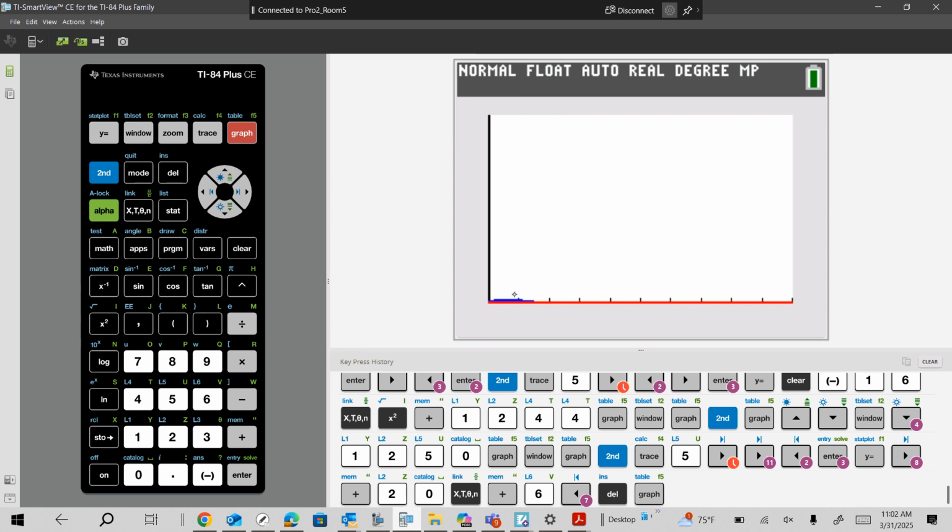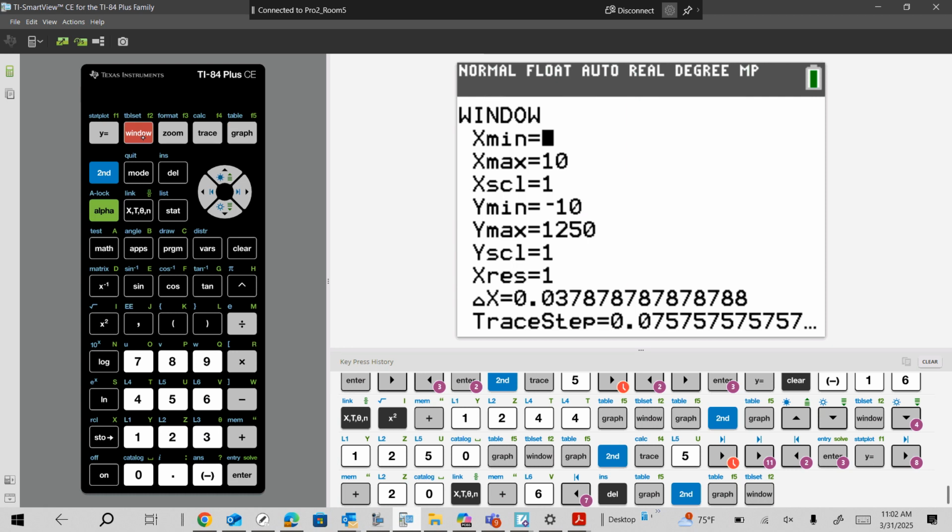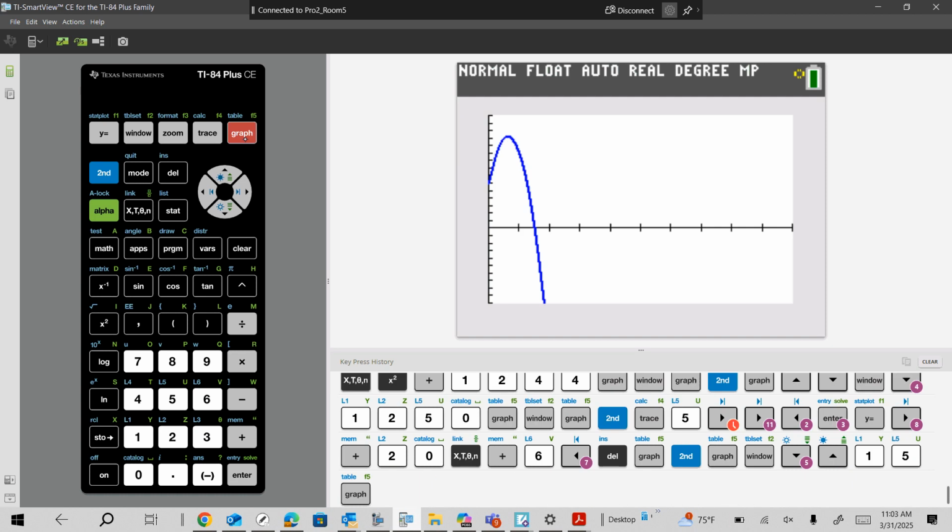Okay, so if I look at my values in my table, second graph, the max is 10. See, all these are negatives right here. So I need to change my window so that my y max, 1250, is way too big. So I'm just going to make it go up by 5 instead of 10. And then we're going to graph it. And now we can see how high they get, right?